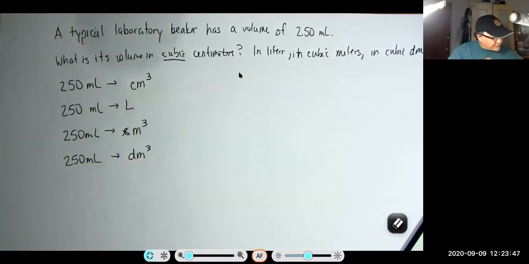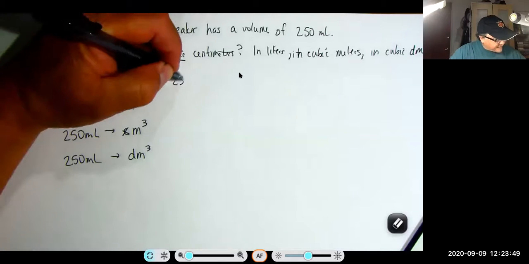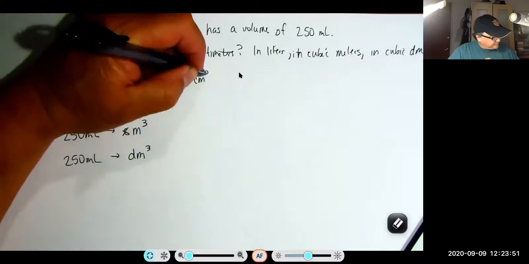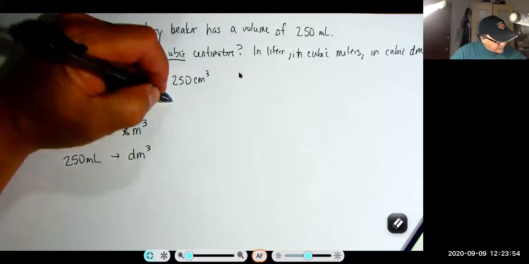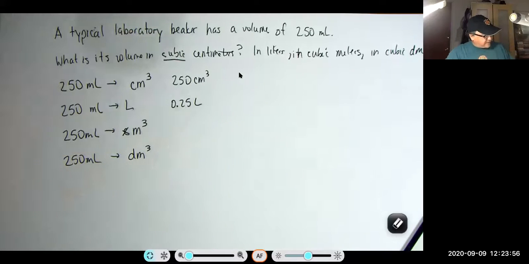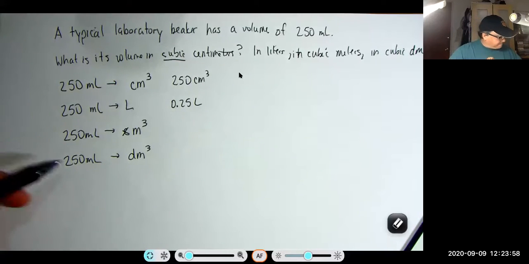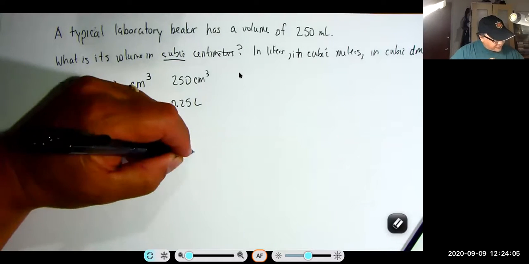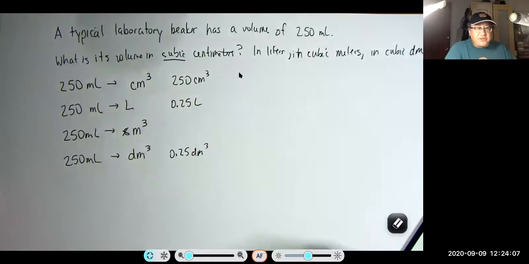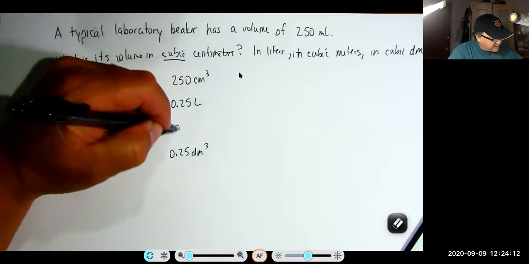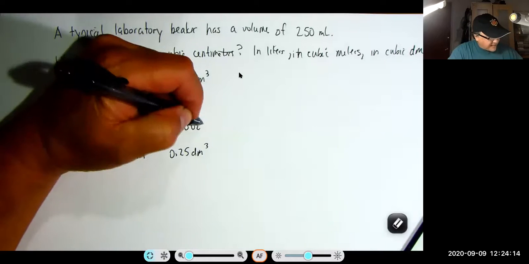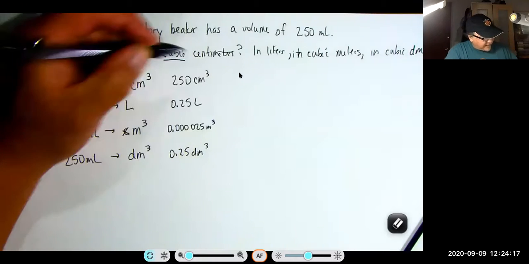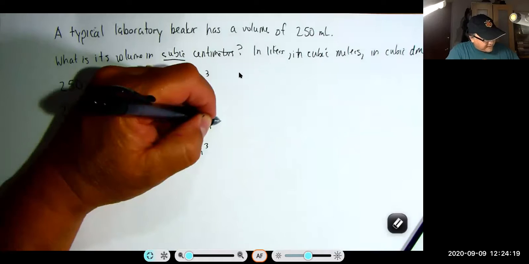Okay, the answers to each of these are 250 centimeters cubed, 0.25 liters, 0.25 decimeter cubed. And this one I can't really do in my head, but I know it's a really small number, like 0.000025, something like that. Okay, and this is a wild guess.